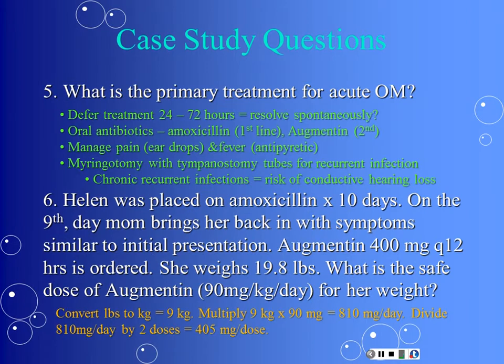Alright. So we're going to convert our pounds to kilos. It's going to give us about 9 kilos. You're going to have 9 kilos times 90. It's going to give you 810 per day, and you're going to divide that by 2. So 400 or 500 per dose. She's getting 400. So we're good. Now, it's right around there.